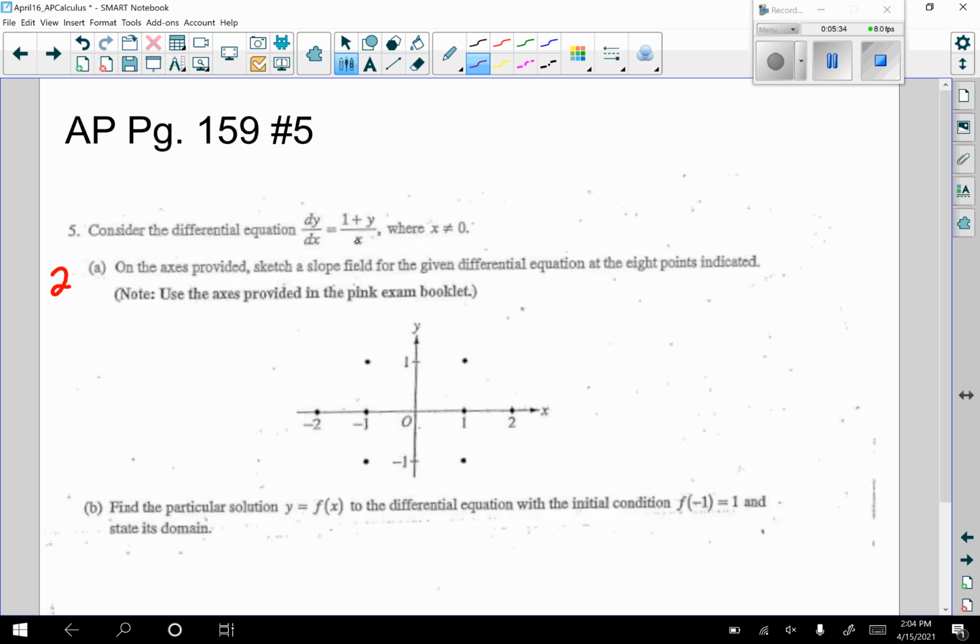Now, if you need to write this out off to the side, by all means do it. Notice there's nothing at the origin, but let's start with (-1, -1). Then dy/dx is going to become (1 + -1)/-1, and that's just going to give us 0. So right here we have 0. That should happen. We should get a 0 anytime y is -1, so that should also happen here. Here we would have (1 + -1)/1. Well, that's still 0.